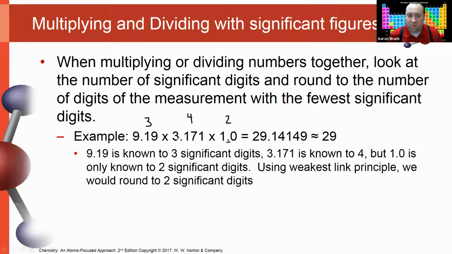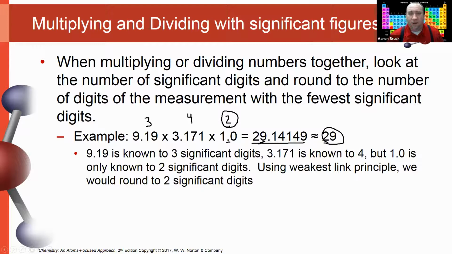I look at my 3 measured values. The weakest link principle says that I go with the one that has the fewest significant figures, which means even though my calculator juts out 29.14149, I round that to 2 significant digits. That gives me a total of 29, which is the correct answer there.